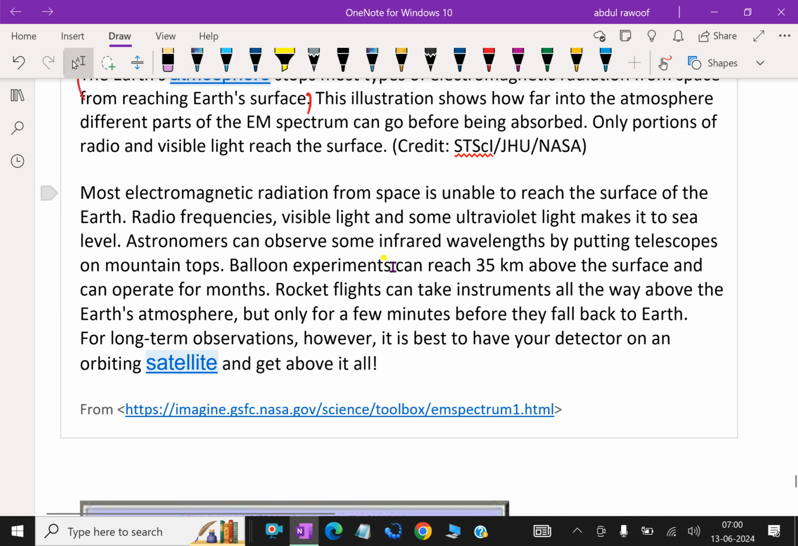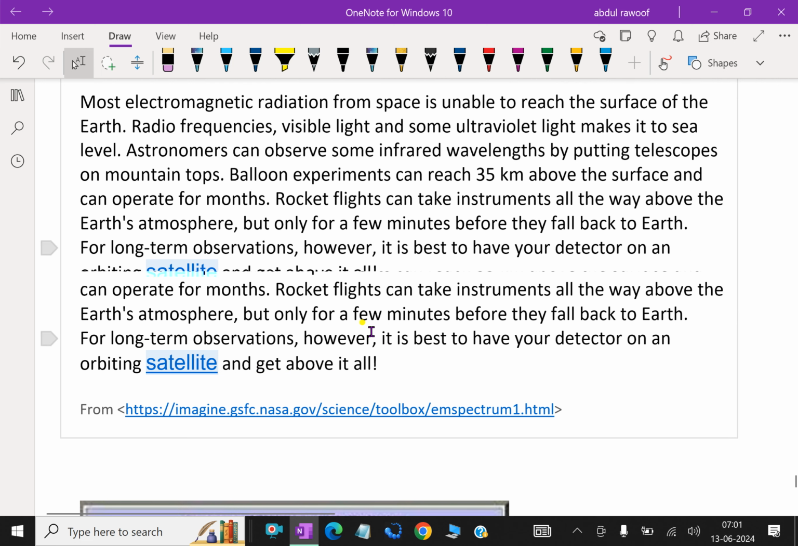Astronomers can observe some infrared wavelengths by putting telescopes on mountain tops. Balloon experiments can reach 35 kilometers above the surface and can operate for months. Rocket flights can take instruments all the way above the Earth's atmosphere, but only for a few minutes before they fall back to Earth. For long-term observations, however, it is best to have your detector on an orbiting satellite and get above it all. It works for many years.